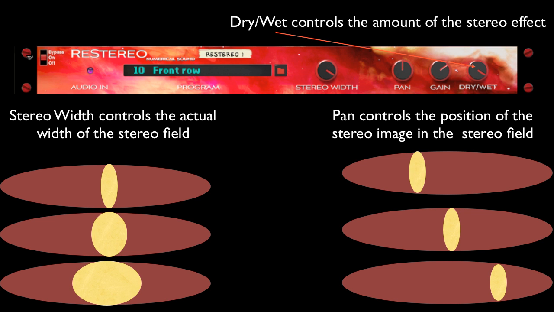The wet-dry knob controls the amount of this stereo effect. The stereo width knob controls the actual width of the stereo field. The pan knob controls the position of the stereo image in the stereo field.